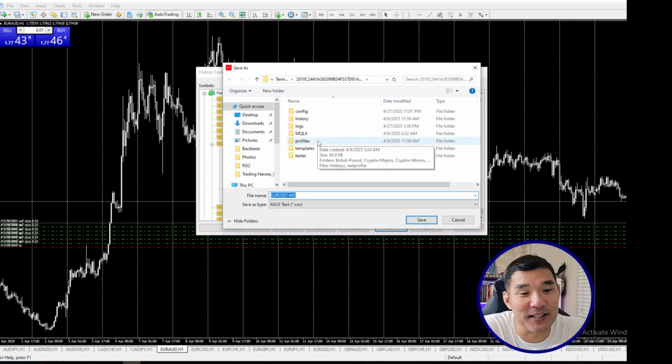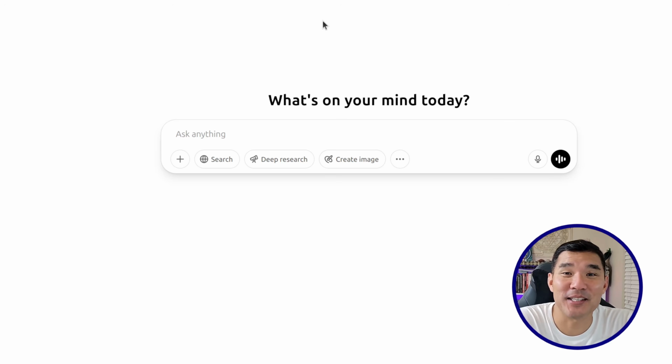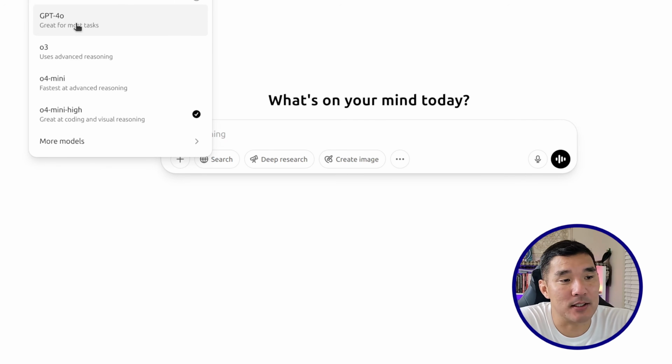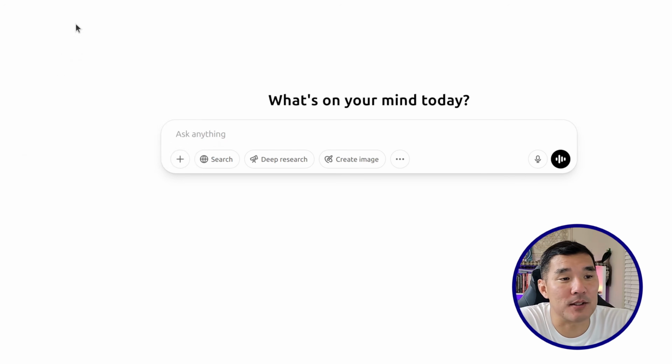Save it somewhere where you can find it, and we'll use that for ChatGPT to backtest on. Now I'm back at ChatGPT and this is where we start getting going. If you don't have an account yet, you can sign up for a free one. And the model that the free account uses is ChatGPT 4.0. So I'm going to select that one just to show you that this can be done in a free account.